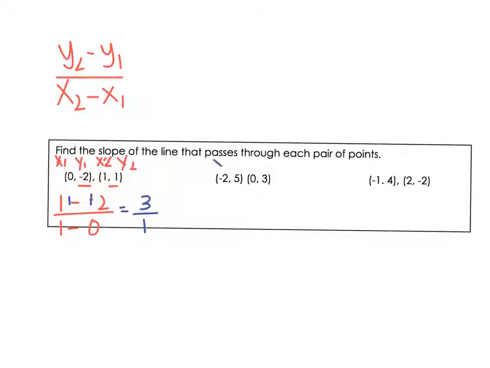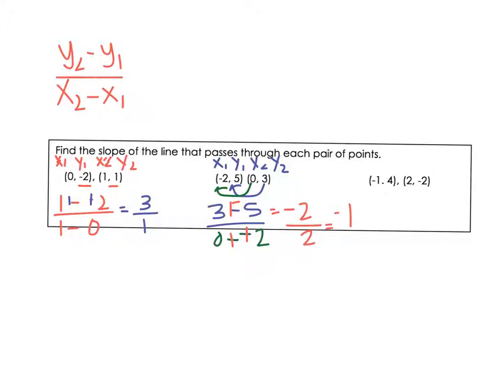Same thing on the second one. x1, that means the first x, y1, the first y, x2, y2. So then I do the second y minus the first y, so 3 minus 5 divided by 0 minus negative 2, second x minus the first x, and then I'll subtract. So 3 minus 5 is negative 2. 0 minus negative 2 is positive 2, so this simplifies to negative 1.